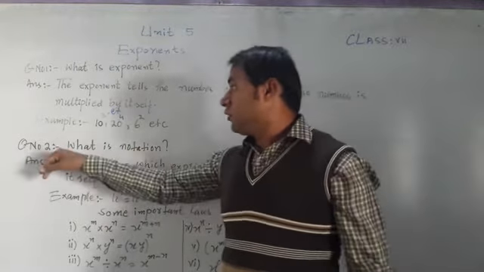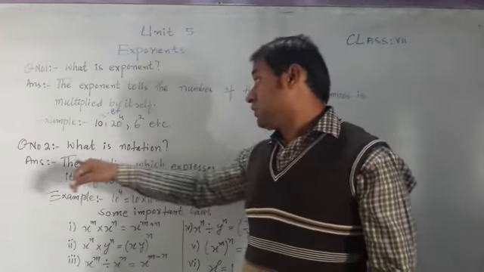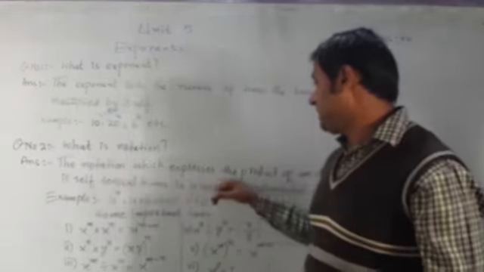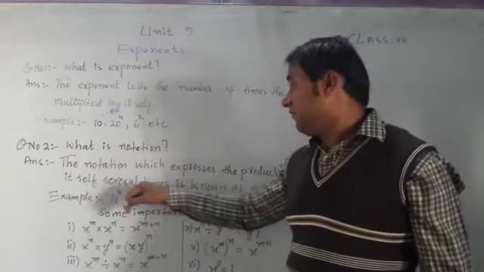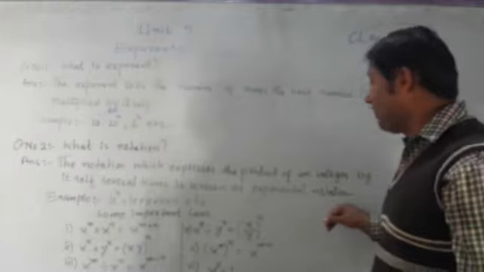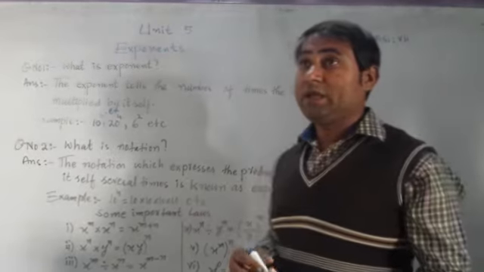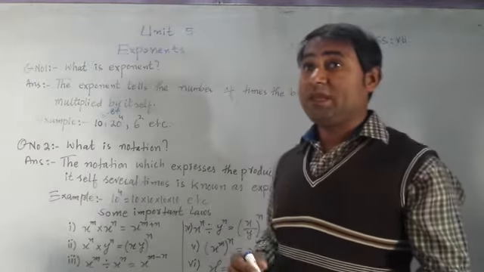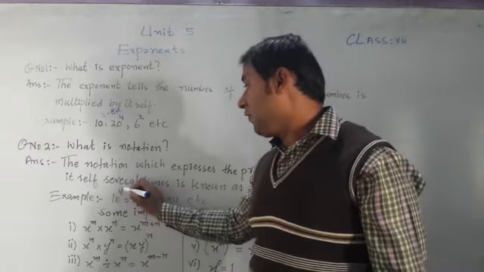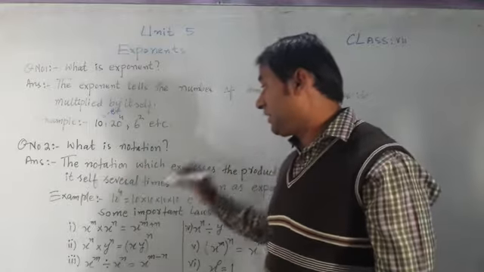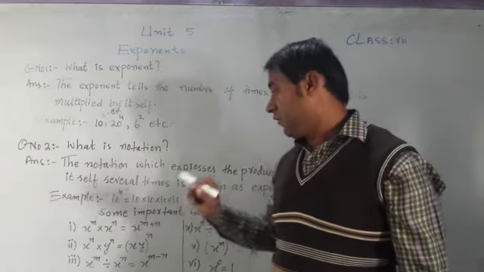So question number 2 is here, what is notation? Notation means sign. The answer: the notation which expresses the product of an integer by itself several times is known as exponential notation. It is also like an exponent. Here 4 is the exponential notation because 4 is written above 10.